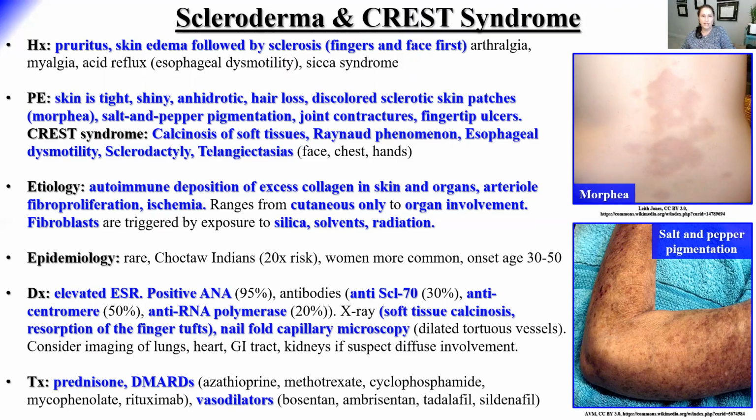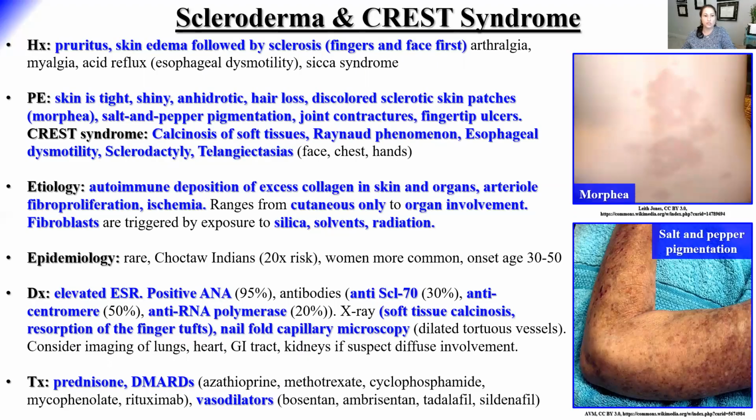History on this one: itchy skin, skin edema followed by sclerosis of the skin, and this affects the fingers and the face first. The skin becomes really tight and very shiny, kind of like somebody's pulling a glove over their skin. Anhydrotic, they don't sweat. They may have hair loss.